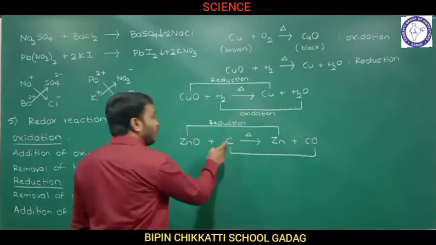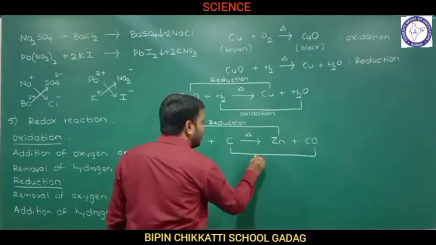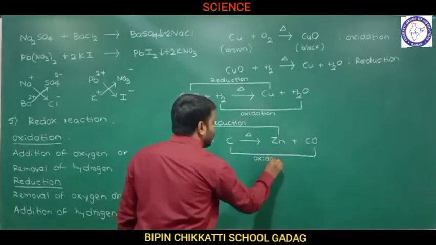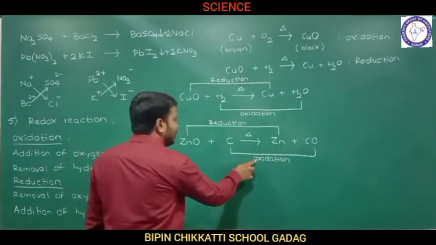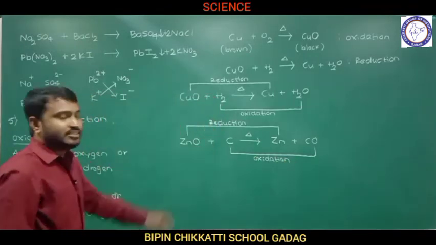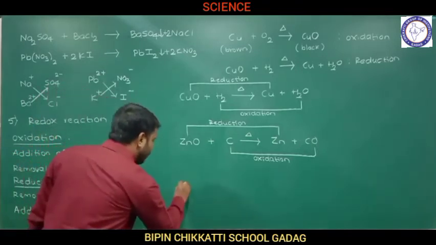Okay, so oxygen we don't have here and oxygen we have here. Oxygen has been added, and therefore this we call what actually? Oxidation. So in this reaction we have oxidation as well as reduction. Therefore this reaction I can call a redox reaction. One more example we'll see.